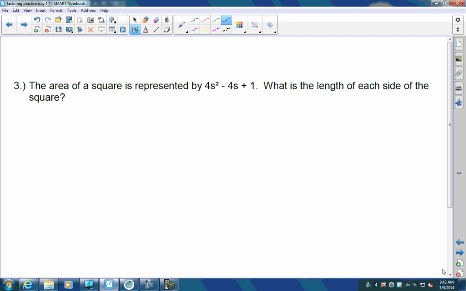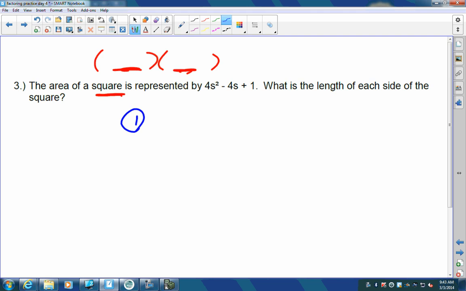All right, looking at number 3. It says find the area of a square. Guys, what is true about all the sides of a square? They are the same. So that means when I split these up into parentheses, these two things are going to be exactly the same. That's going to give me a hint. So now we still need to do slide and divide.